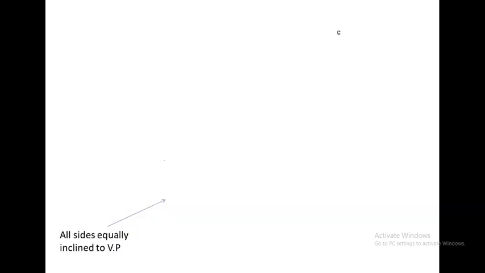In the first step, we will draw the top view of the square prism, that is, it will be a square of side 40 mm and all the sides will be equally inclined to VP. So this is the top view of the square prism in the form of a kite, since it was given that all the sides are equally inclined.